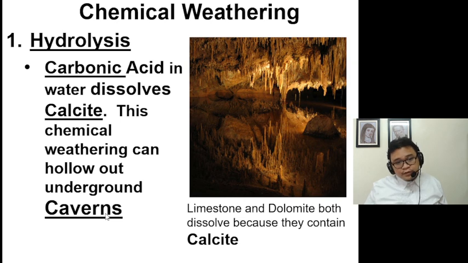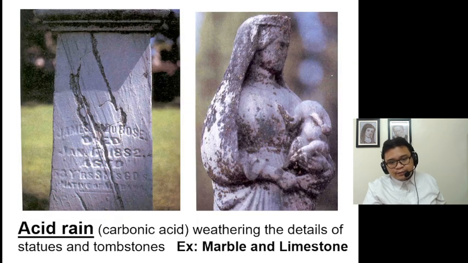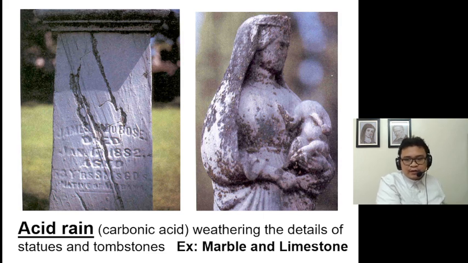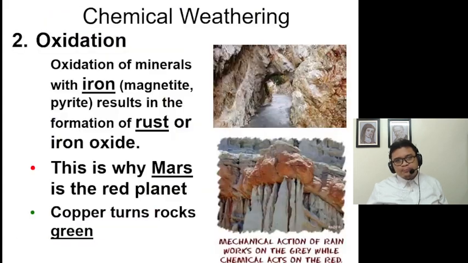So as you can see here, from the weathering of the details of the statues and tombstones, right? Like for example, marbles and limestone. Okay. Now, another type of weathering is what you call oxidation.